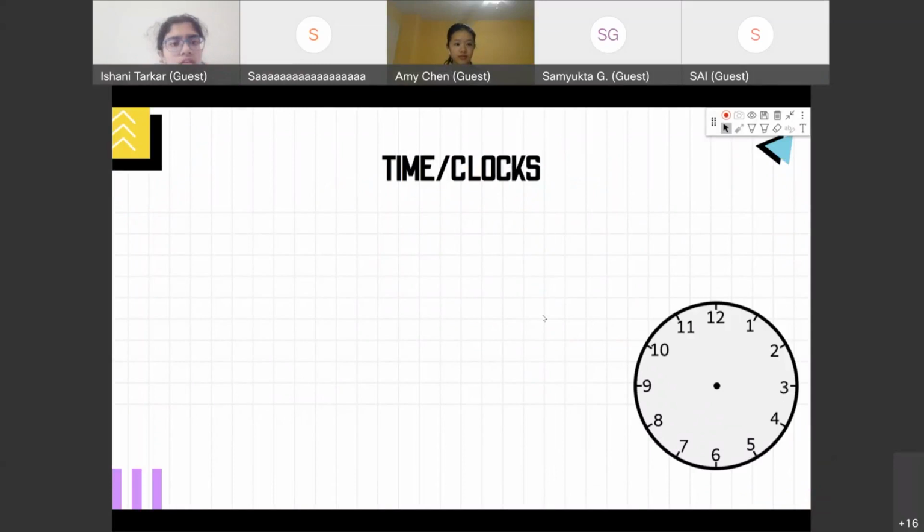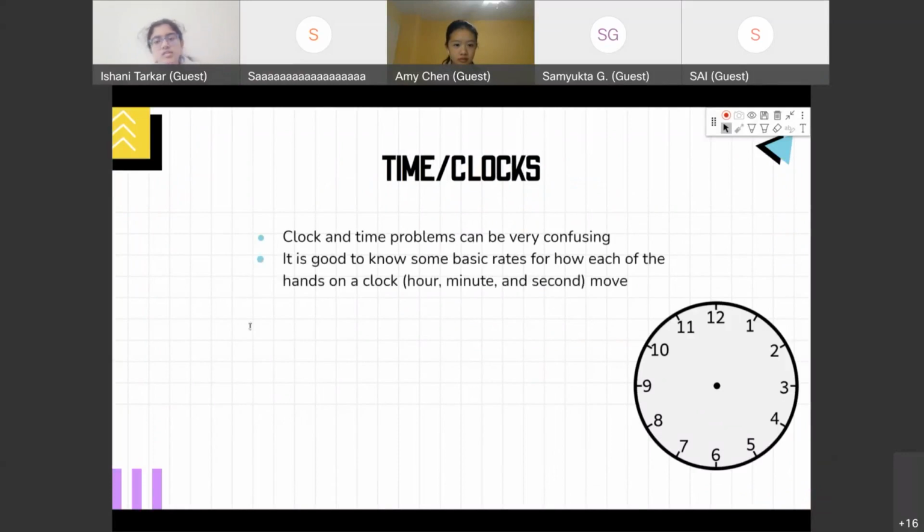Okay. So time and clocks. Clock and time problems can be very confusing because you aren't just dealing with a line, you're dealing with a circle. So it's good to know some basic rates for how each hand on a clock moves.